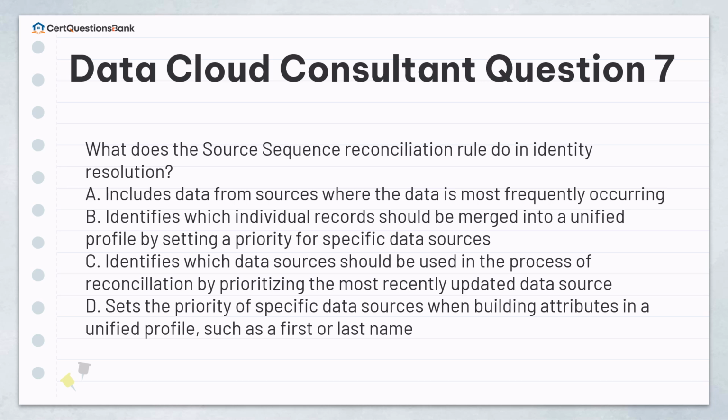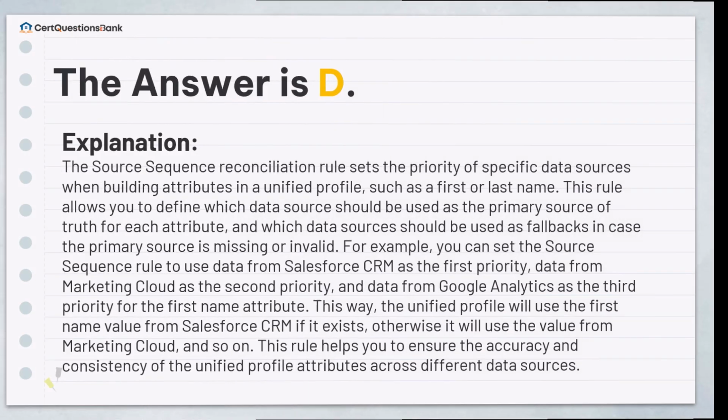What does the source sequence reconciliation rule do in identity resolution? A. Includes data from sources where the data is most frequently occurring. B. Identifies which individual records should be merged into a unified profile by setting a priority for specific data sources. C. Identifies which data sources should be used in the process of reconciliation by prioritizing the most recently updated data source. D. Sets the priority of specific data sources when building attributes in a unified profile, such as a first or last name. The answer is D.